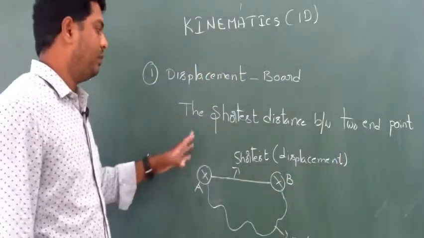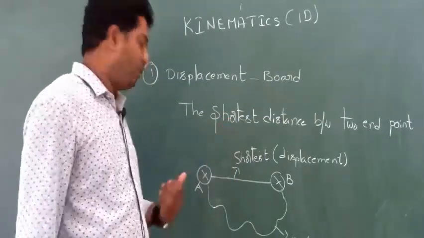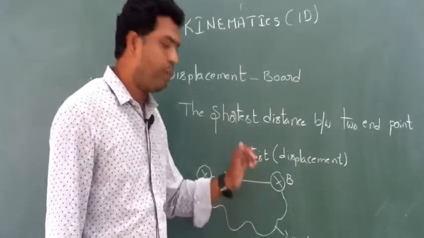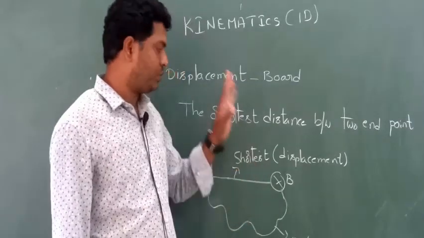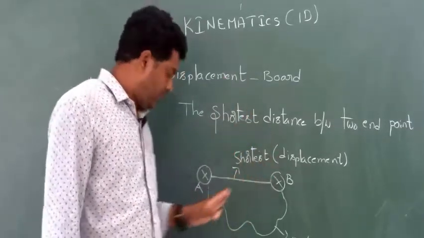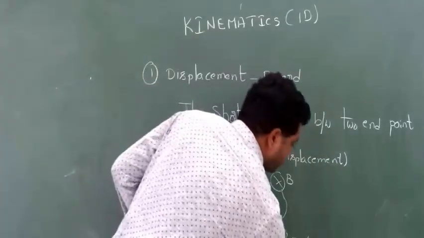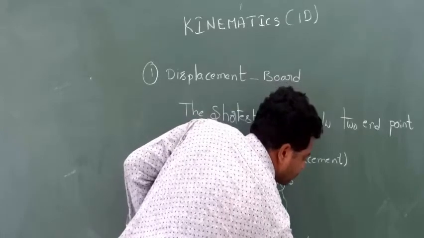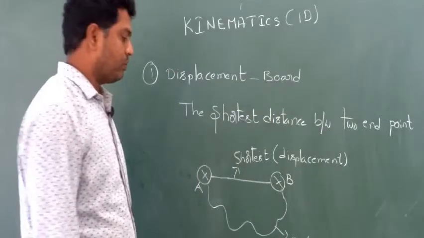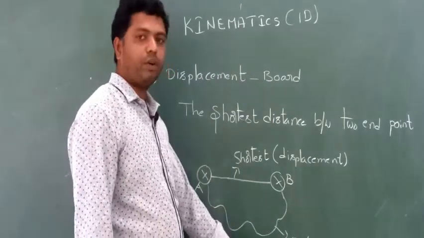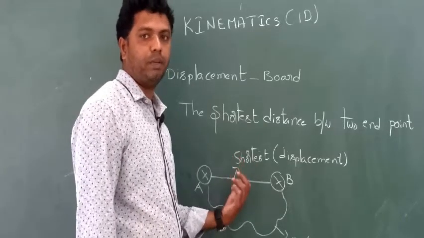It is at all times a straight line which joins the two endpoints. The starting point is A, the end point is B. These two are joined by a straight line. That shortest route is called the displacement. The actual path followed by the body is called the distance. The shortest route followed by the body is called the displacement.